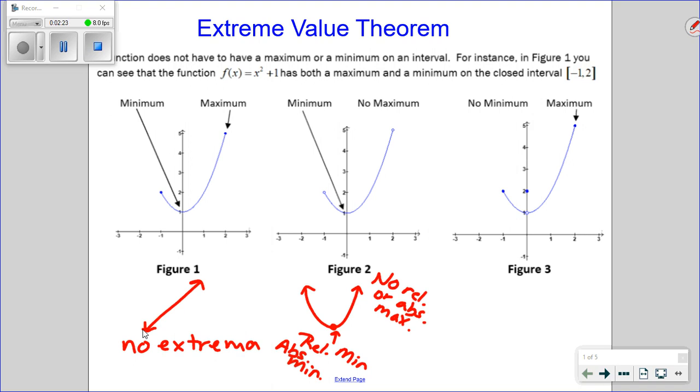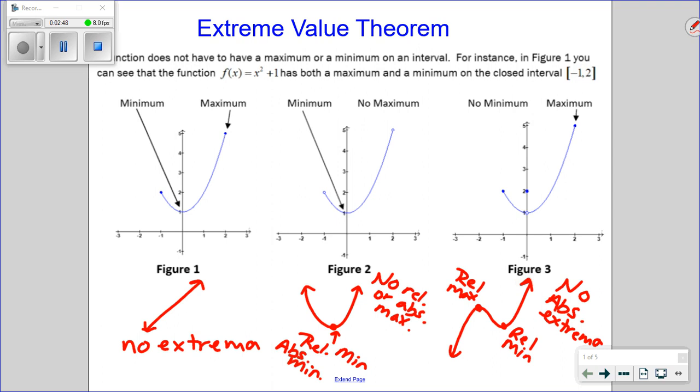If you think of a cubic polynomial, which would look something like this, this graph has a relative maximum, it has a relative minimum, but it has no absolute extrema because one end is up, one end is down. So as x is approaching negative infinity, y is approaching negative infinity. As x is approaching infinity, y is approaching infinity. So there's no way that we can identify the highest or the lowest point on the graph.